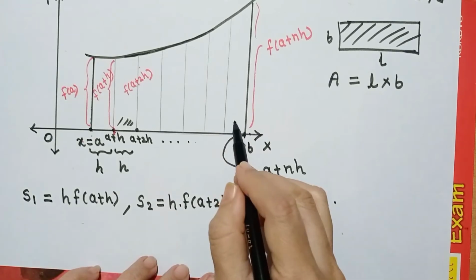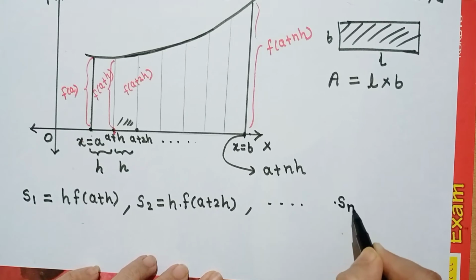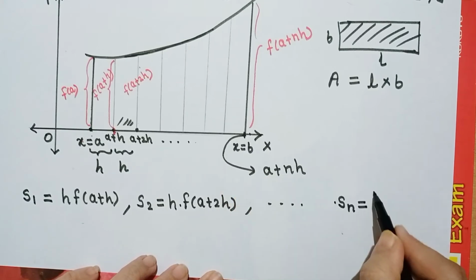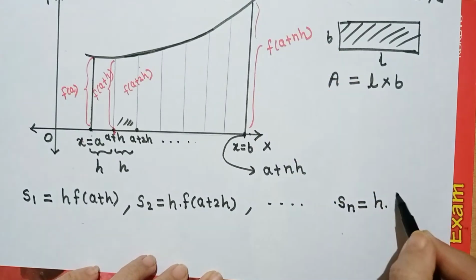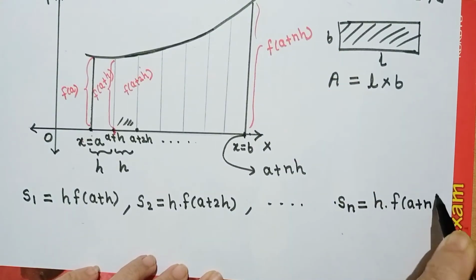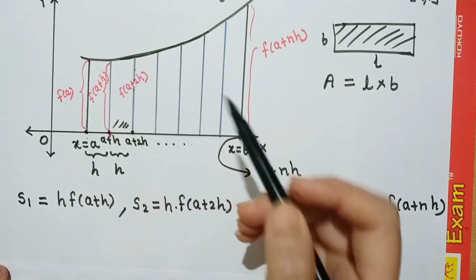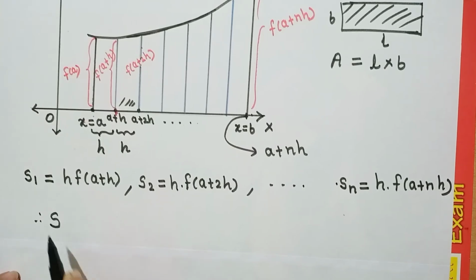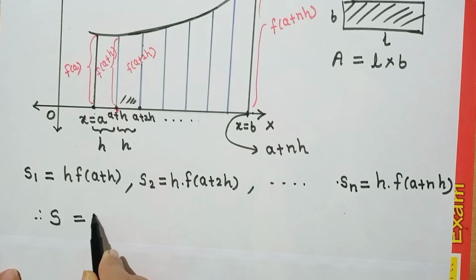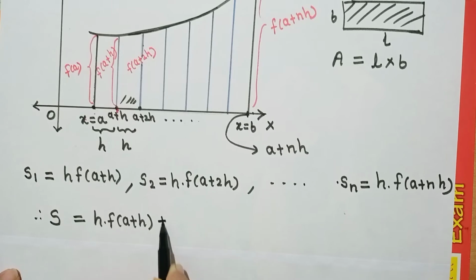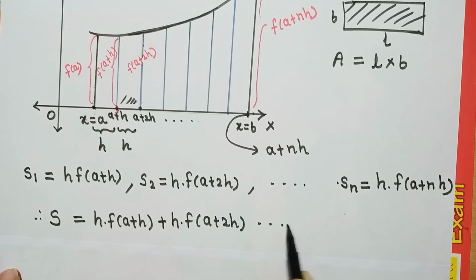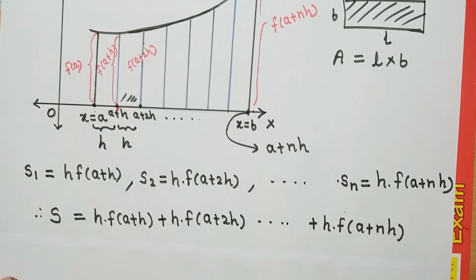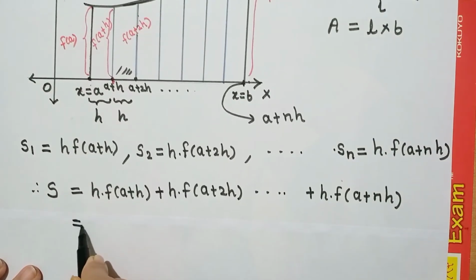The area of the nth rectangle is Sn, equal to, again, width h and height f of a plus nh. To find the area under the curve, we have to add up all these areas. Suppose that area is denoted by S, equal to the first area, h f of a plus h, then the area of the second rectangle is h f of a plus twice h, and so on, up to the area of the last rectangle. And again we will collect this under the summation symbol.